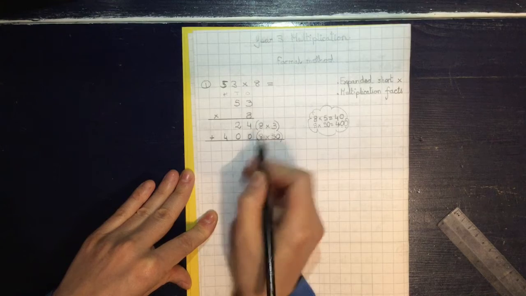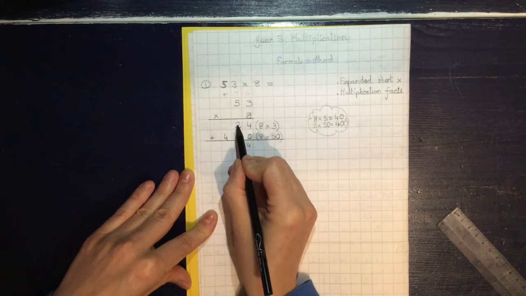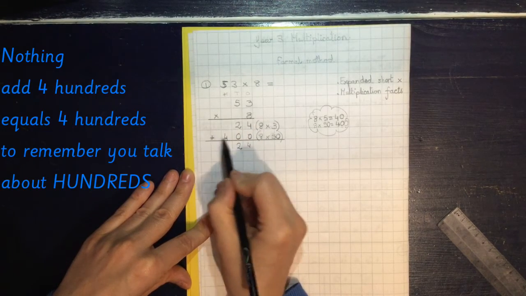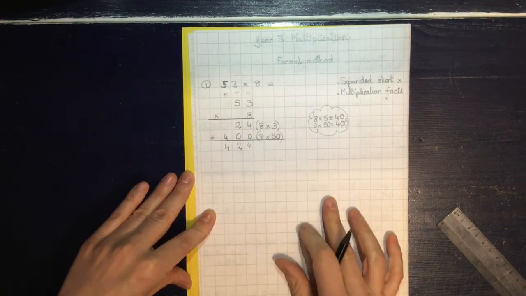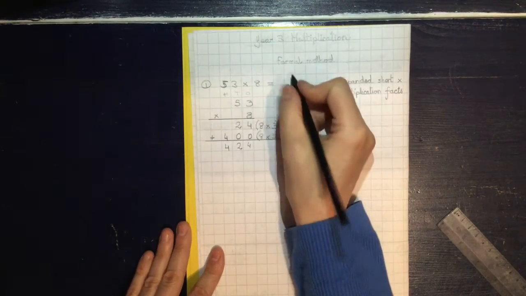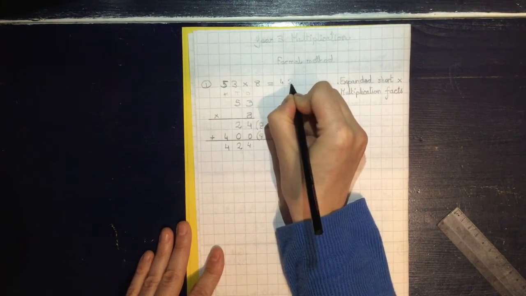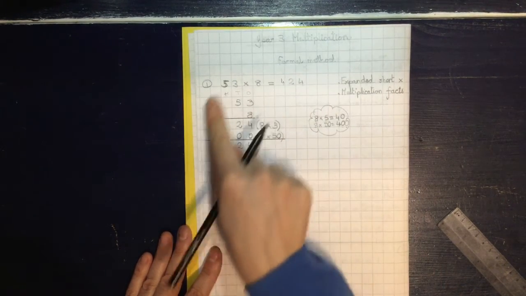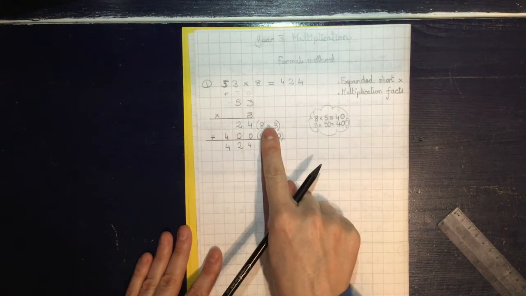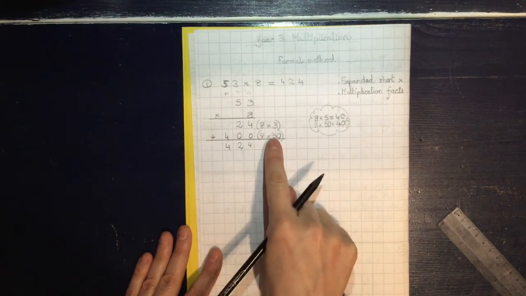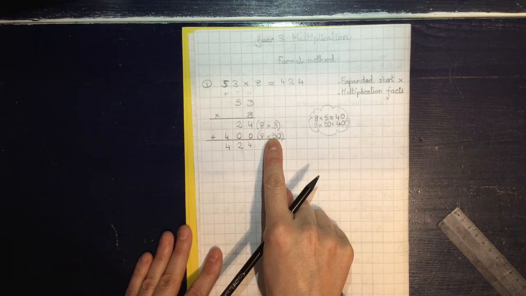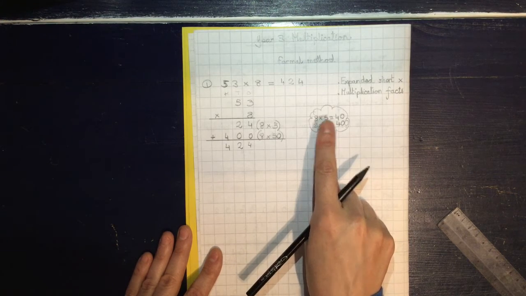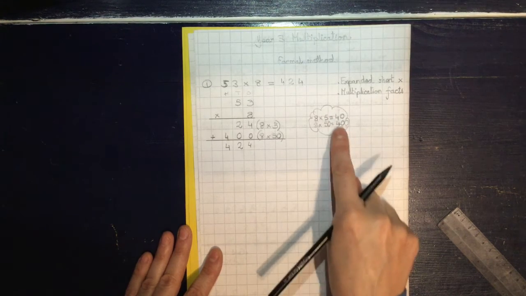4 add 0 equals 4. 2 add 0 equals 2. And nothing add 4 equals 4. My product is 424. I have used my expanded short multiplication showing partial products, and I have made use of my knowledge of timetable in what we call multiplication facts.